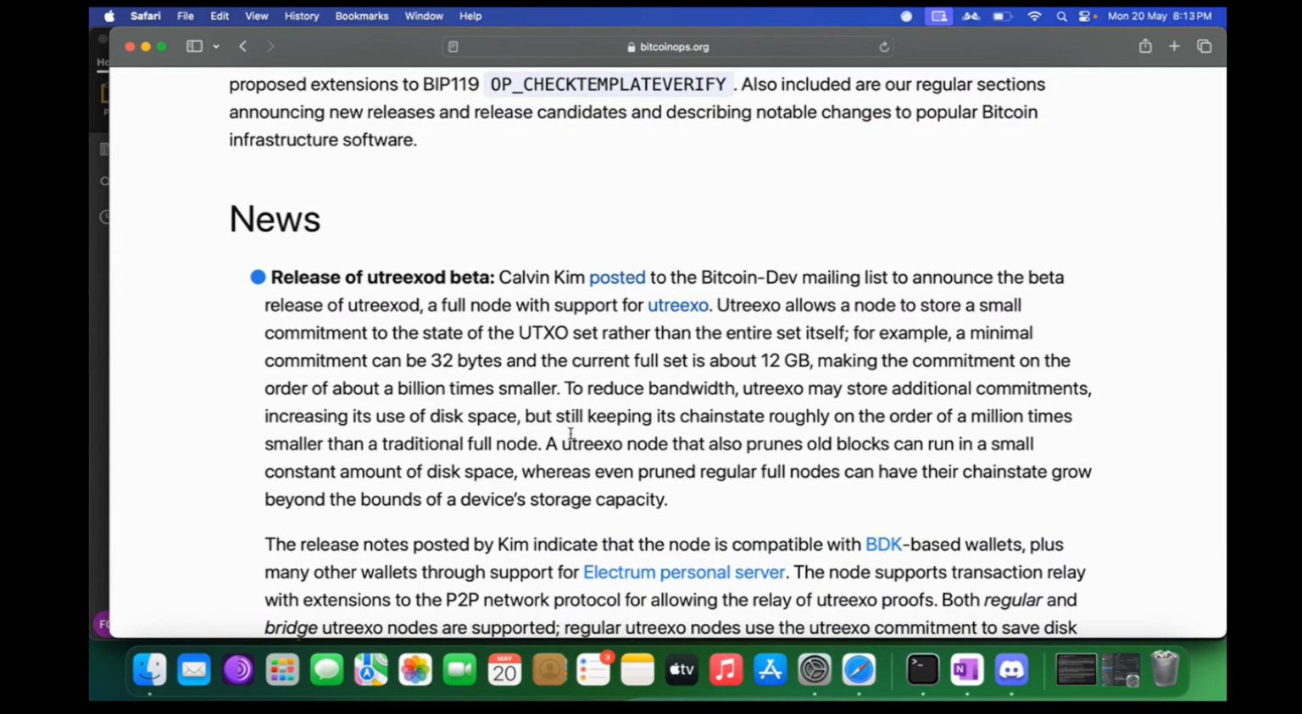So now we know what a UTXO is, we know what the UTXO set is, and we know the purpose of the UTXO set. So what's UTreeXO? UTreeXO basically compacts the UTXO set. It takes all the UTXOs and hashes them, and it treats each UTXO as a leaf in a Merkle tree. Then it keeps on hashing till we reach the Merkle root.